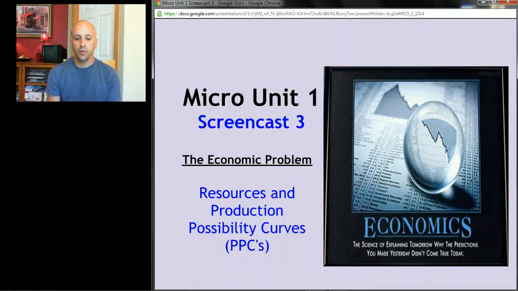Okay, screencast number 3, resources and production possibility curves. Everything in these screencasts is testable and on the AP exams. That said, this screencast might be the most important of the ones in the first unit because it deals with production possibility curves, which you're going to see on both the micro and macro AP exams.